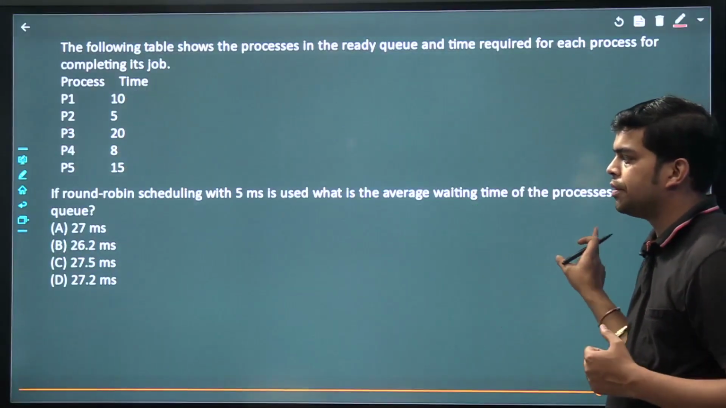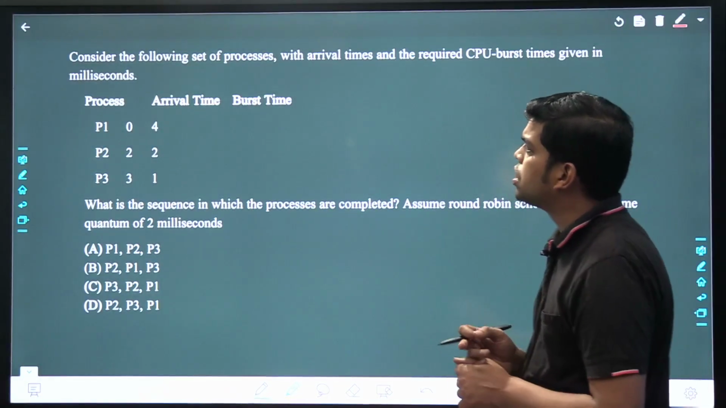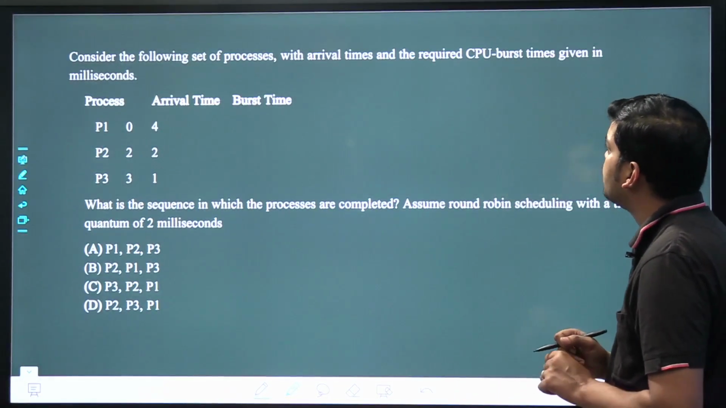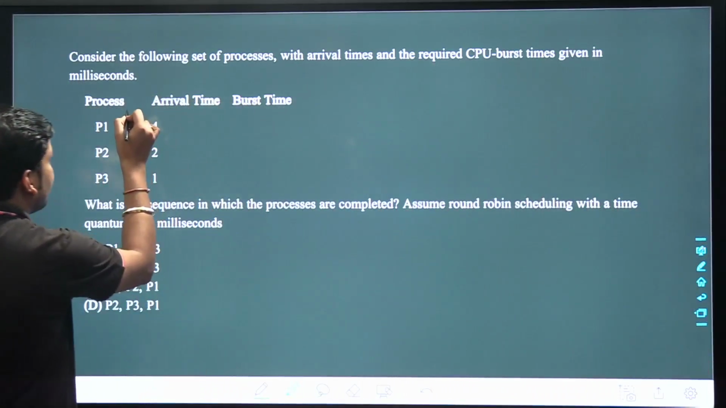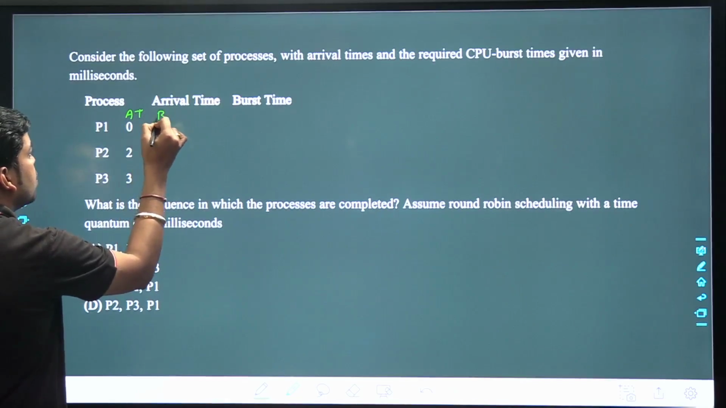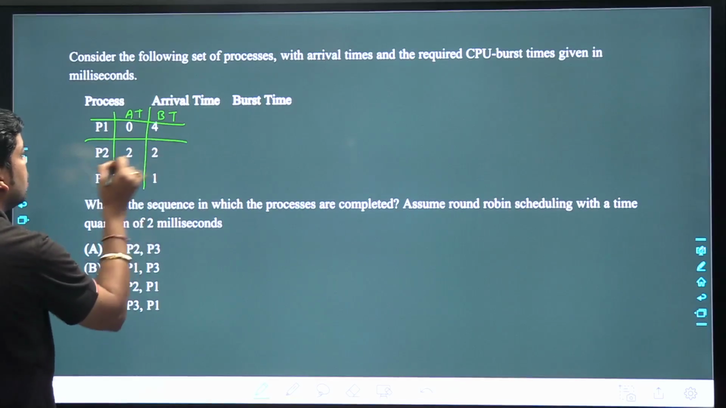So the answer is B. Now the next question: consider the following set of processes with arrival time and the required CPU burst time given in milliseconds. Here is the arrival time, this is the burst time, and that is the process ID. So this is the table.